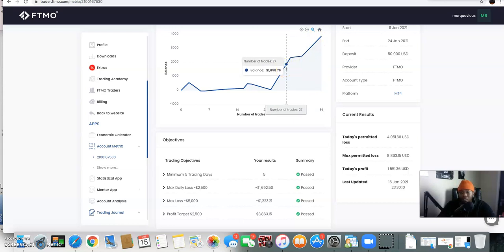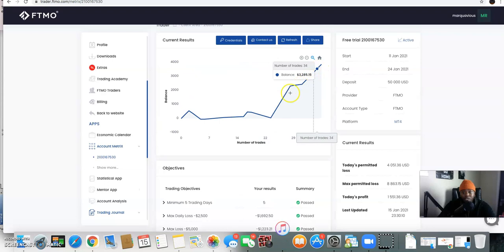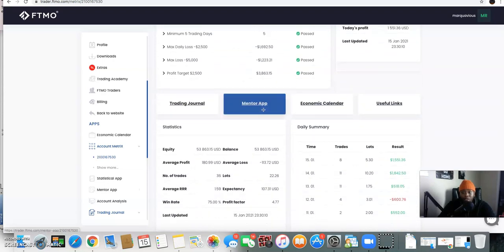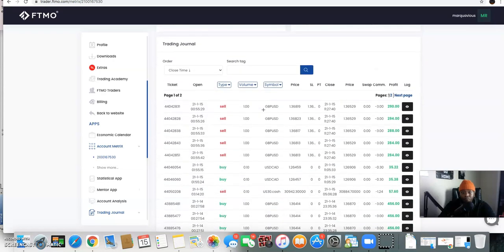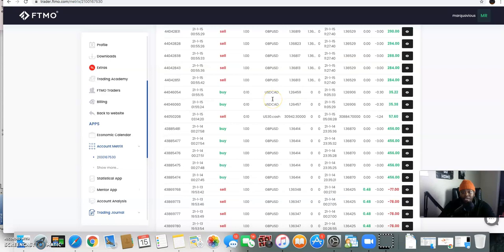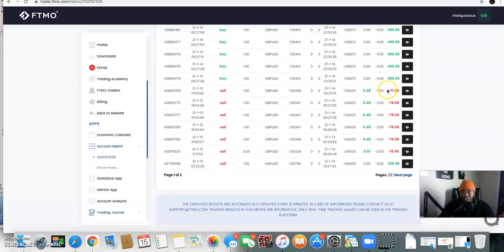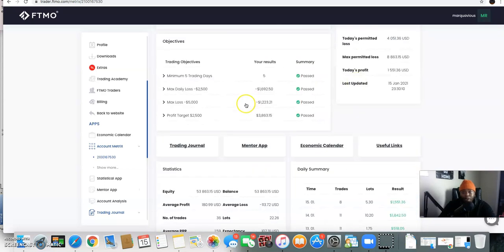I'm going to show you exactly how I did it with GBP USD, and that's really the only pair I traded. I didn't use US 30 or NAS 100 or nothing like that. It was strictly a pair. As you can see, GBP USD, USD CAD, GBP USD, that's really all I trade. And of course, you're going to take a couple L's, but nothing compared to what you gain.